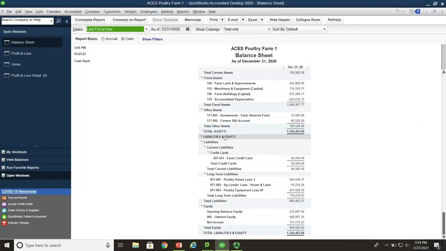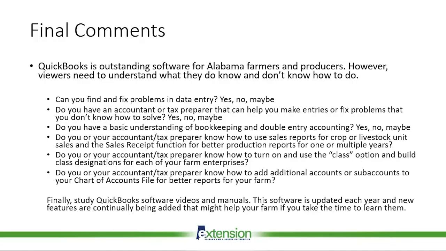Now let's go back for some closing remarks. QuickBooks is outstanding software for Alabama farmers and producers. However, viewers need to understand what they do know and don't know how to do. Here's a series of questions for all of us to think about. Can you find and fix problems in data entry? Yes, no, maybe. Do you have an accountant or tax preparer that can help you make entries or fix problems that you don't know how to solve?